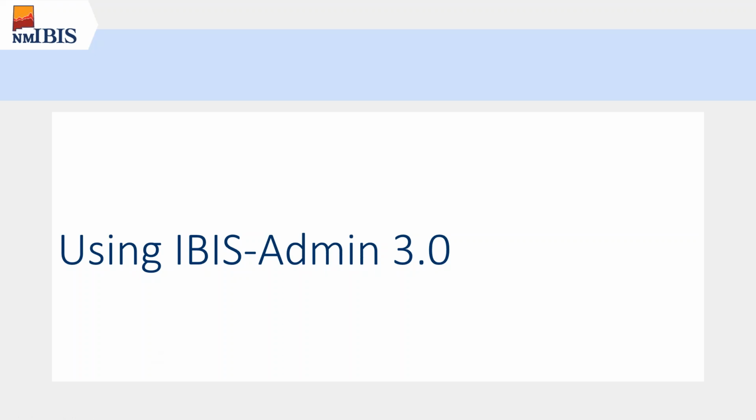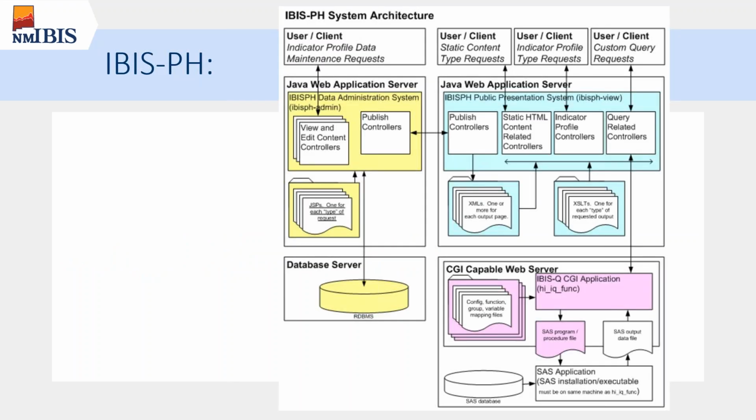Okay, so let's launch. Using IBIS Admin 3.0. It's called admin because it's a way to administer your data and reports, indicator data and reports. So IBIS has three main parts to the software. And here's a schematic of the software architecture. The yellow is IBIS Admin. The blue is the IBIS View system. That's the part of IBIS that everyone sees on the public website. And the pink is IBIS Query. That software sits on a server behind the DOH firewall and runs the data queries against the SAS data sets.